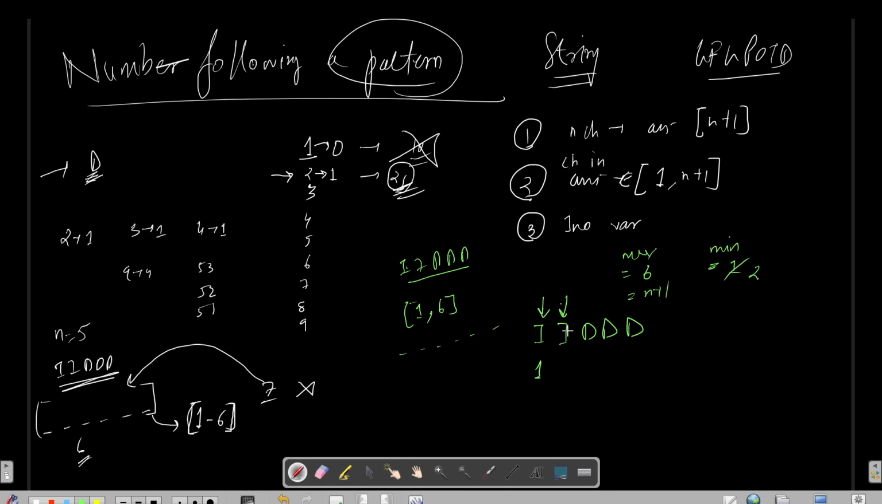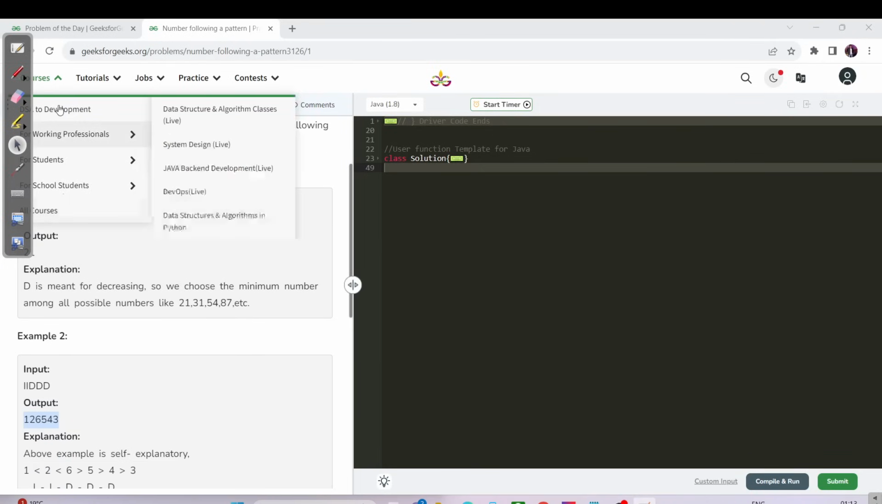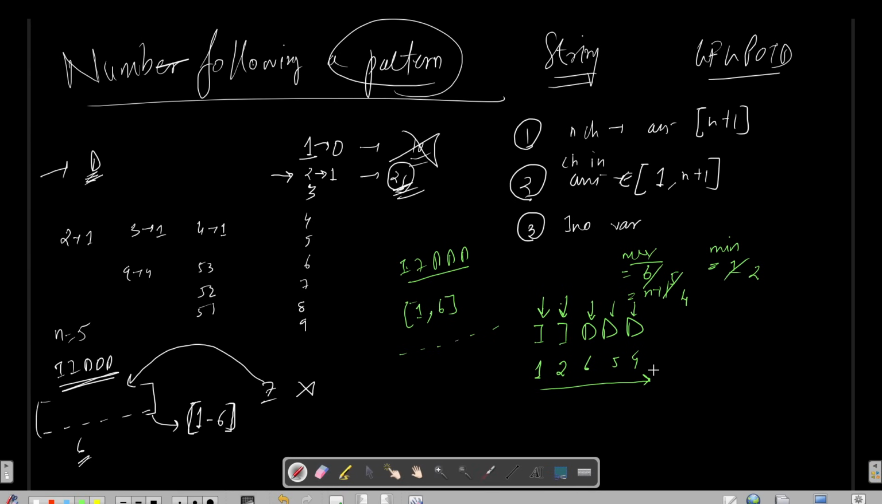Again, if the character is I, I place my minimum, that is 2. Now the character is D, so I leave my minimum and go to my max, and I place 6, then decrease it to 5 because 6 has already been used. Again there is a D, so I use the max character 5 and decrease it by 1 more, and again a D. So I have the answer as 12654, and clearly one last character remains.